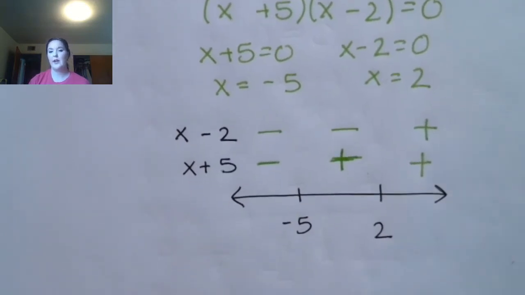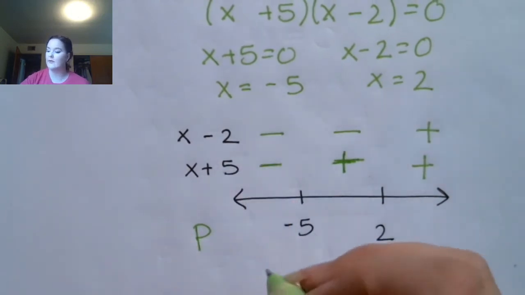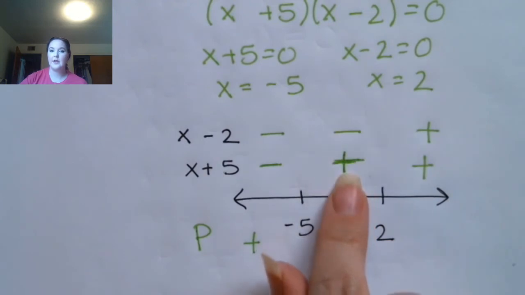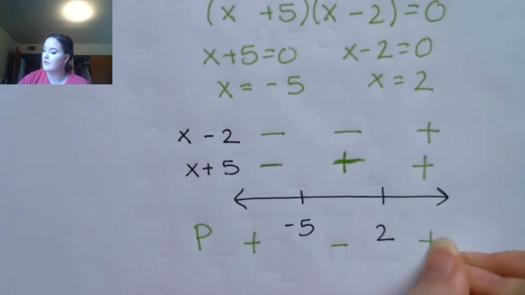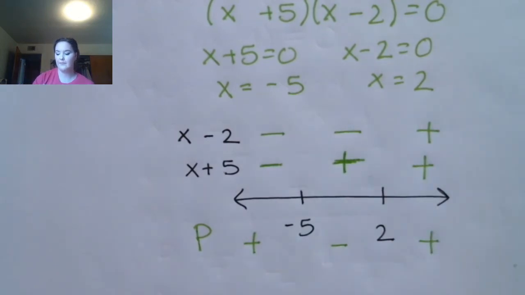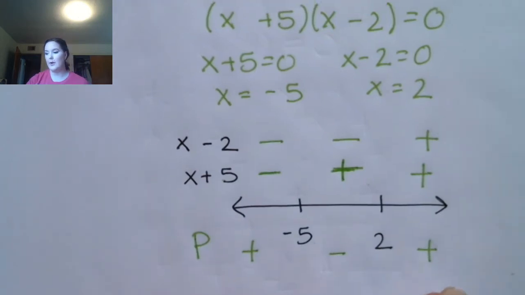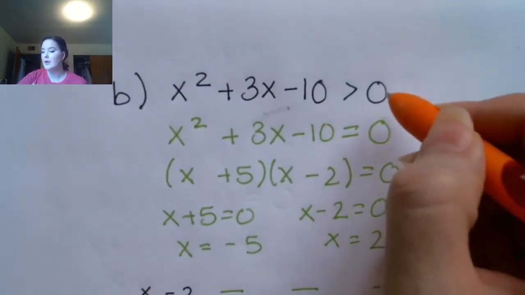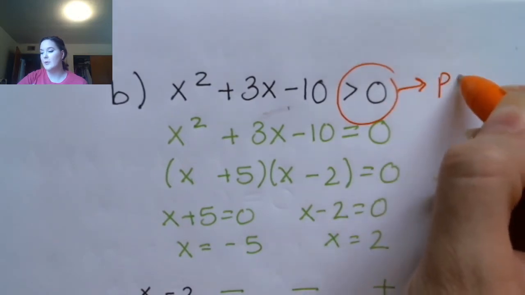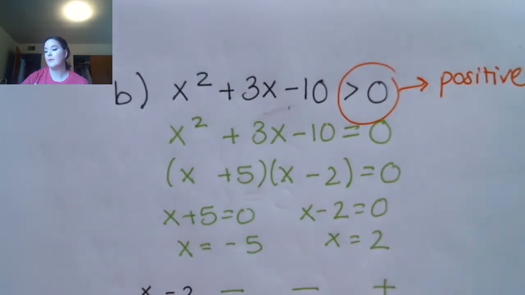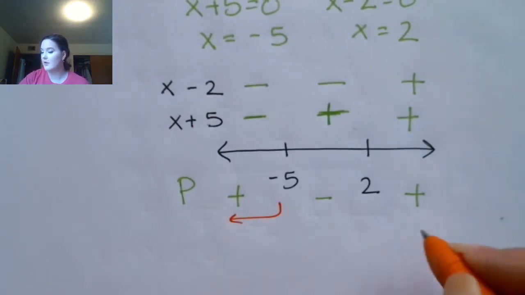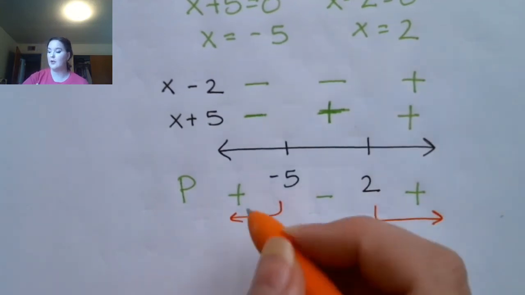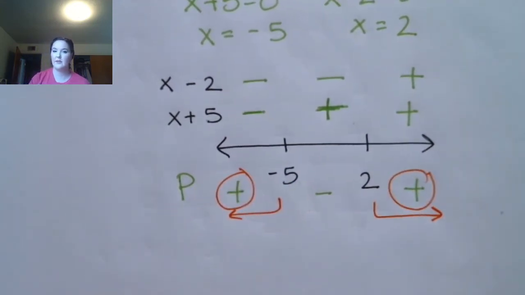Once I have the factors done separately, then I look at the product. Negative times negative is a positive. Negative times positive is negative. Positive times positive is positive. Now I'm going to see what I'm actually looking for. Greater than 0, again, is going to mean positive. So I'm looking for the pluses, which are going to be here and here, because I know that I'm talking about positive.